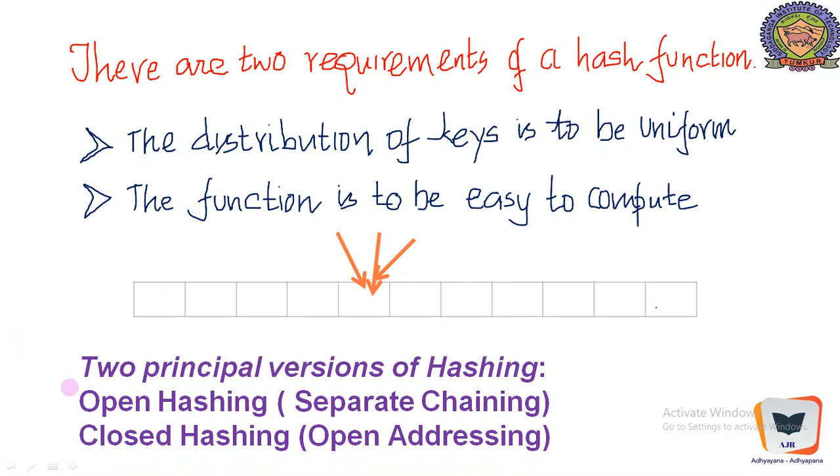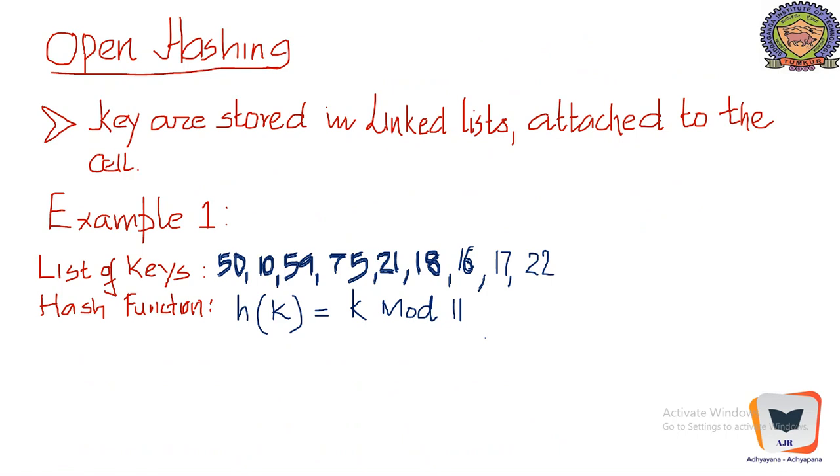The two principal versions of hashing methods are open hashing, which is also called separate chaining, and closed hashing, which is also called open addressing. In this tutorial we will discuss open hashing in threadbare detail. In open hashing, keys are stored in linked lists. Every cell will have a header pointer assigned to it, which connects the linked list. The linked list is hung to every cell, and each linked list attached to a cell is provided with a pointer that can traverse that linked list.